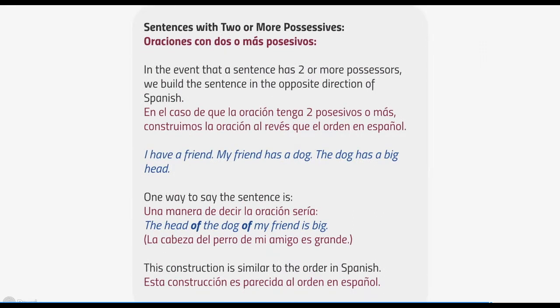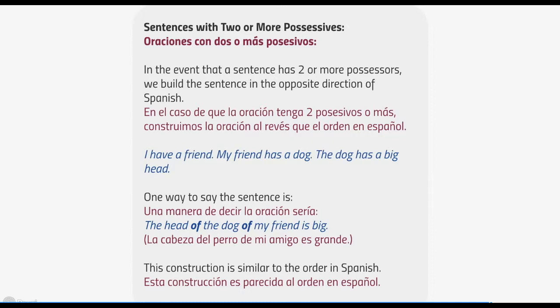Sentences with two or more possessives. In the event that the sentence has two or more possessors, we build a sentence in the opposite direction of Spanish. Example: I have a friend. My friend has a dog. The dog has a big head. One way to say the sentence is: the head of the dog of my friend is big.